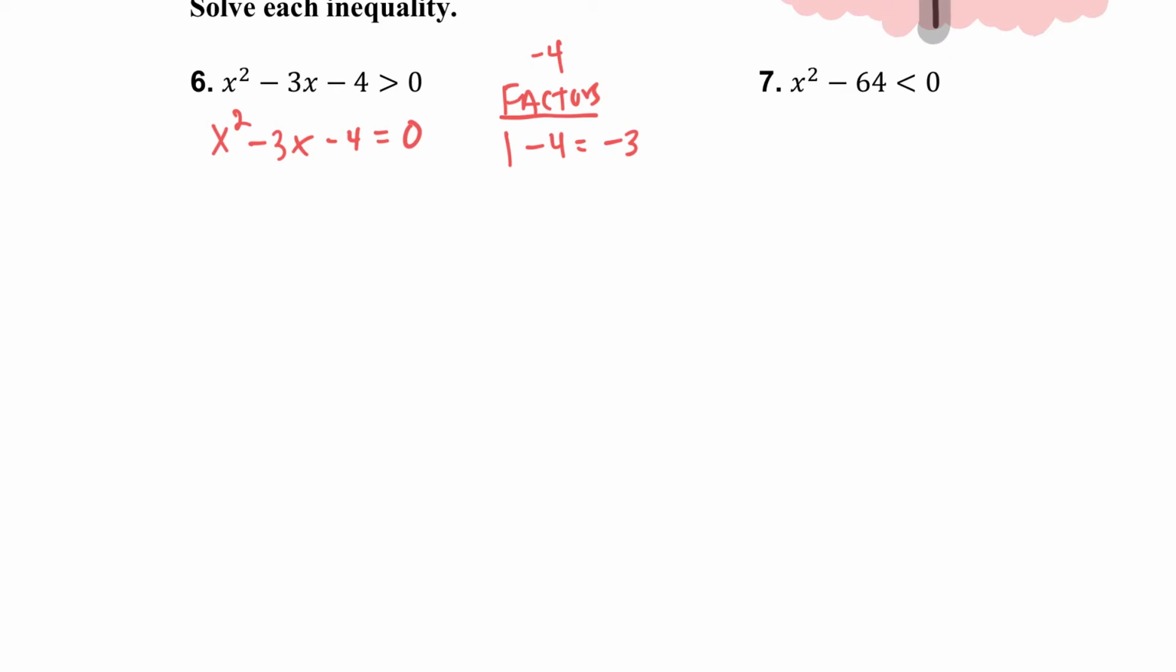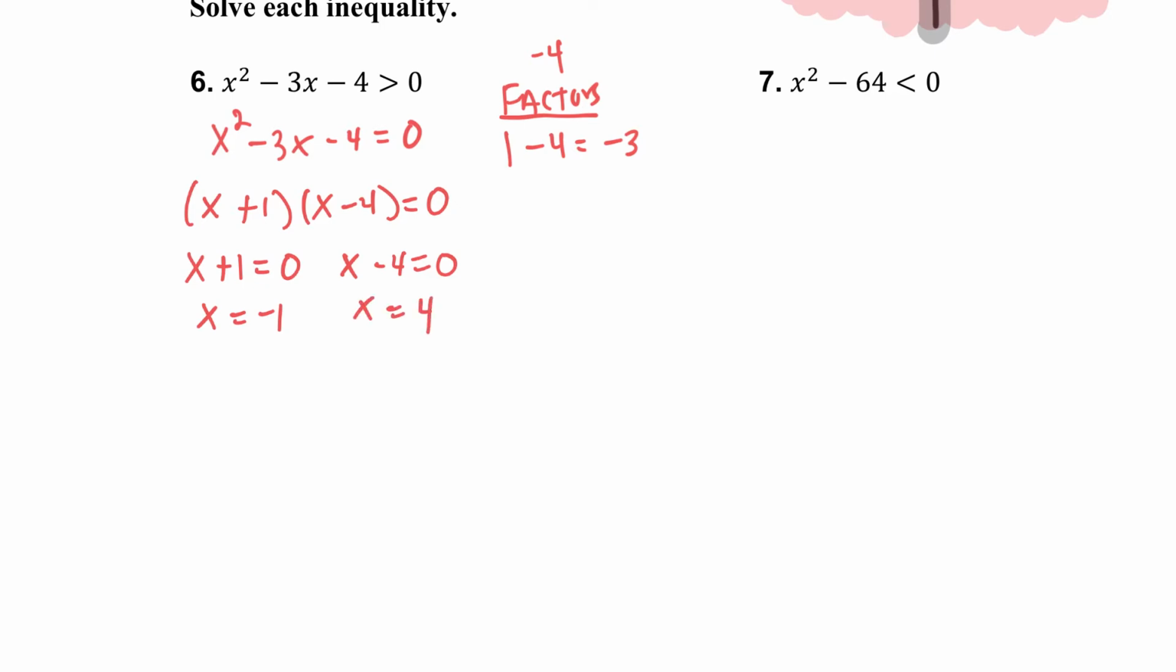Now we're going to go ahead and list the factors. So we have x plus 1 times x minus 4 is equal to 0. Set each factor equal to 0. And then we're going to solve for x, so we have to subtract 1. So x equals negative 1, and then we add 4, so x equals 4. And these are called critical points.